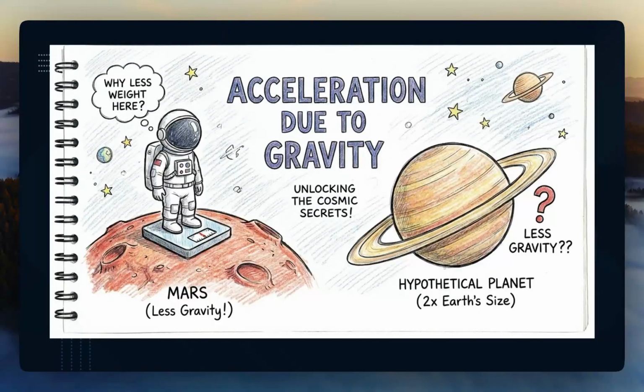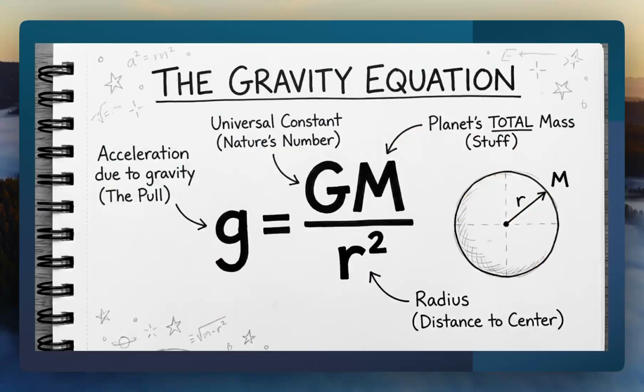Ever wonder why you'd weigh less on Mars, even though it's a planet? Or why a hypothetical planet twice the size of Earth might actually have less gravity? We're about to unlock the cosmic secrets behind these gravitational mysteries. The answer lies in one of the most elegant equations in physics, g equals GM divided by r squared.